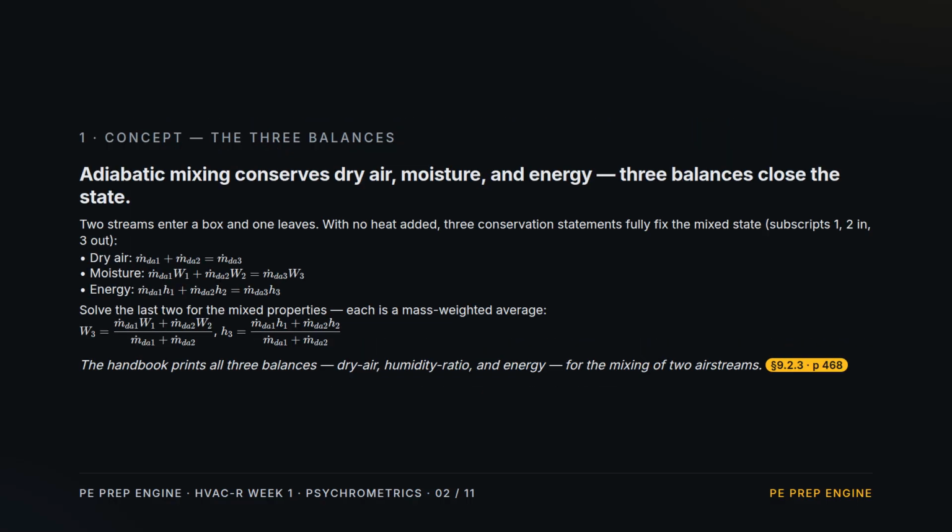Concept 1. The three balances. Two streams in, one out, no heat added. Dry air is conserved, moisture is conserved, and energy is conserved. Solve the moisture and energy balances, and each mixed property is just a mass-weighted average of the two inlets. The humidity ratio and the enthalpy of the mix sit between the two, pulled toward whichever stream carries more mass.